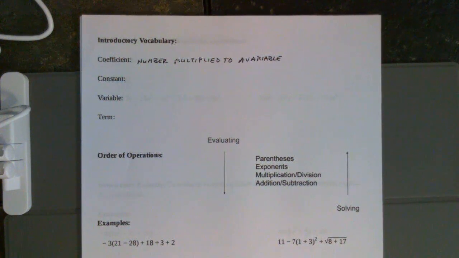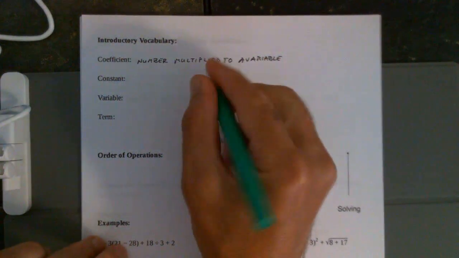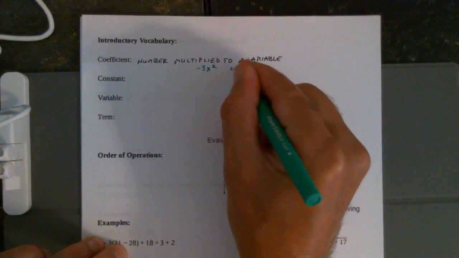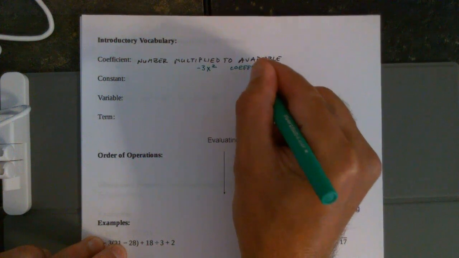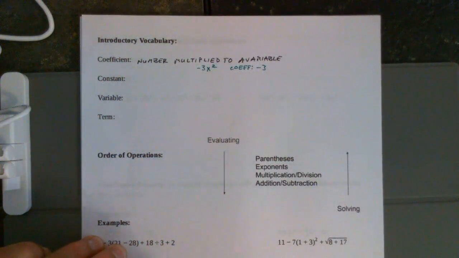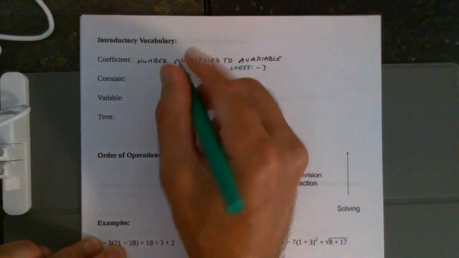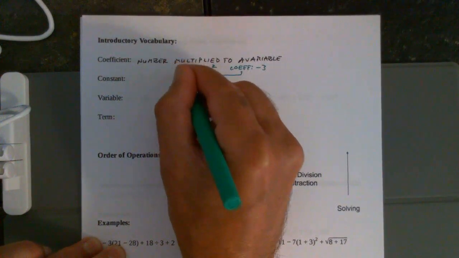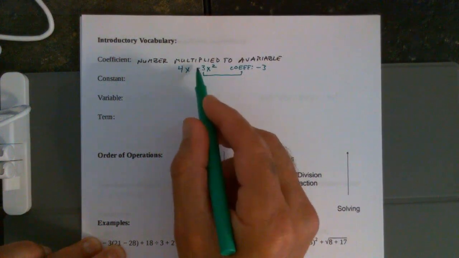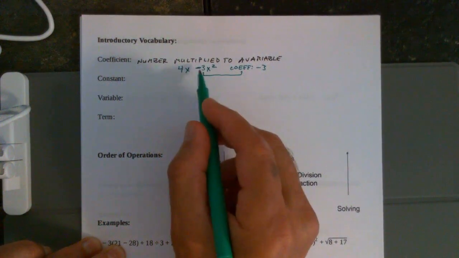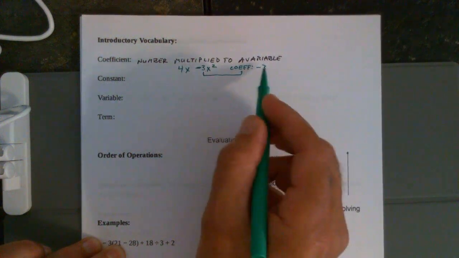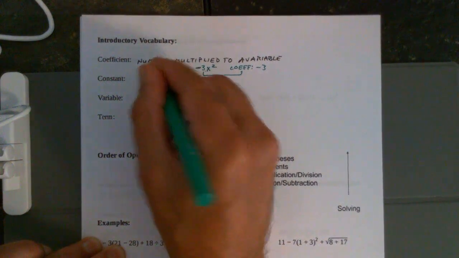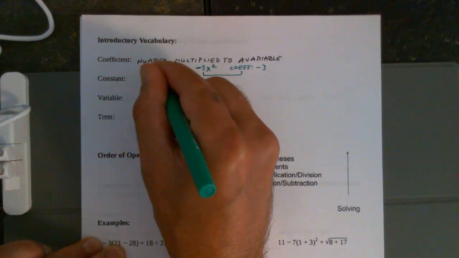So, for example, if we have something like negative 3x squared, then the coefficient of that includes the negative. So it's negative 3. So even if we had like 4x minus 3x squared, then the negative still goes with the 3, so the coefficient is negative 3. And for this, of course, the coefficient would be 4.